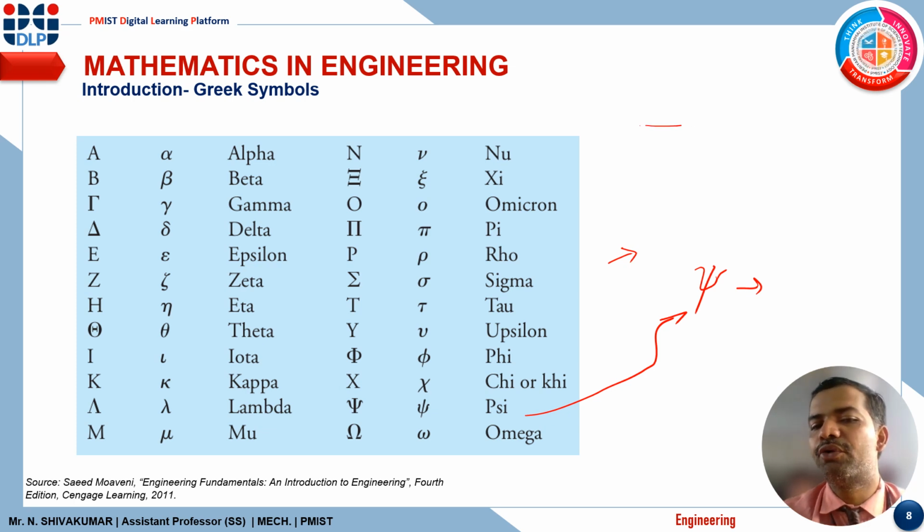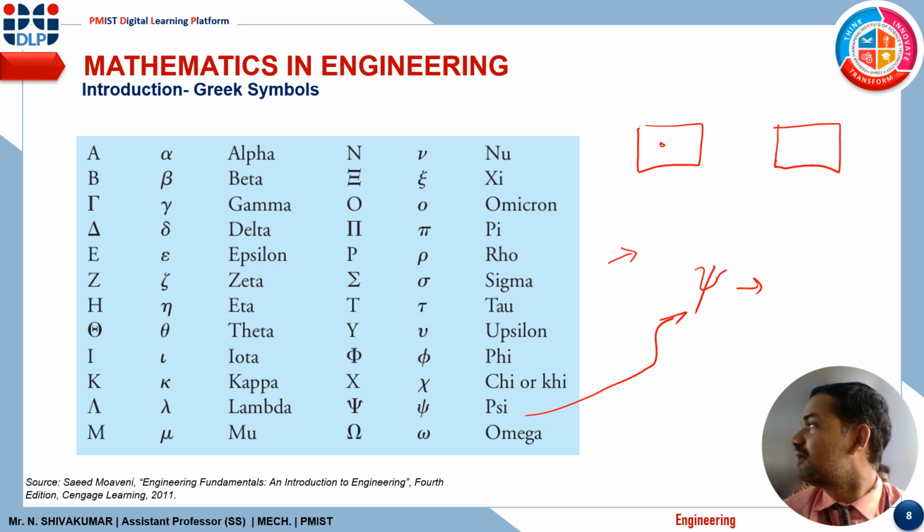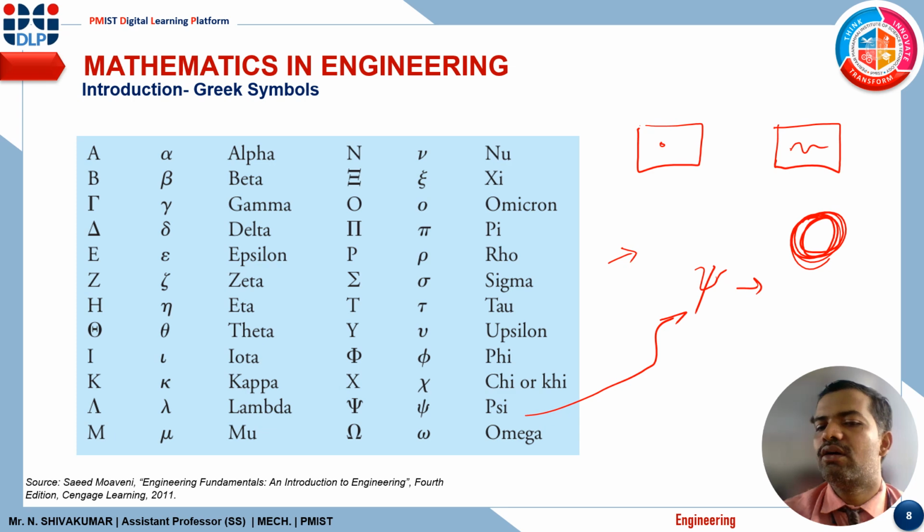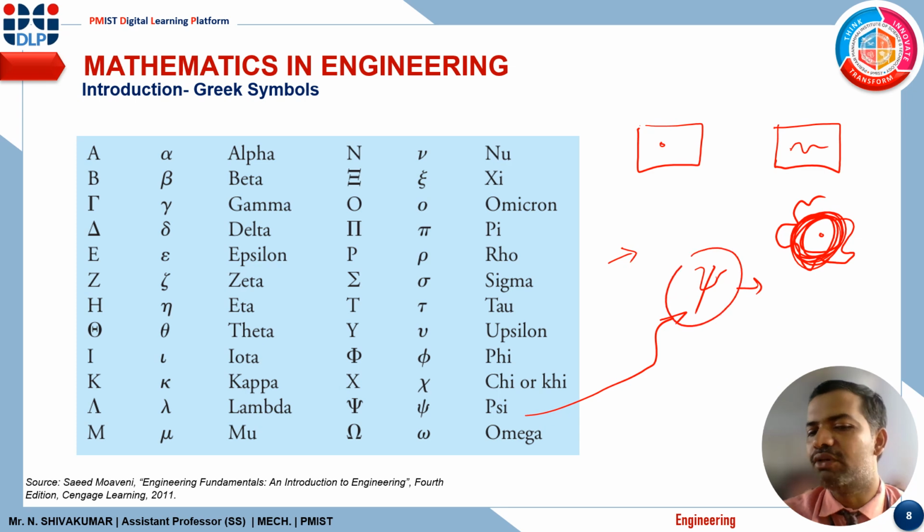So previously in the Newtonian era, everything is particle. In the quantum era, everything is wave. Everything is a combination of particle as well as wave. Sometimes it is behaving like a wave, sometimes it is behaving like a particle. So for example, if you take an electron circulating around a nucleus, it is moving like a waveform. This is called a wave equation, called a psi.